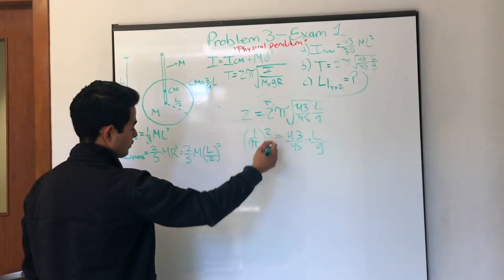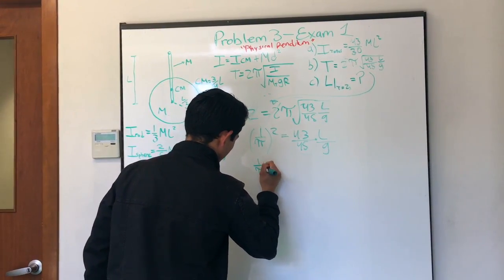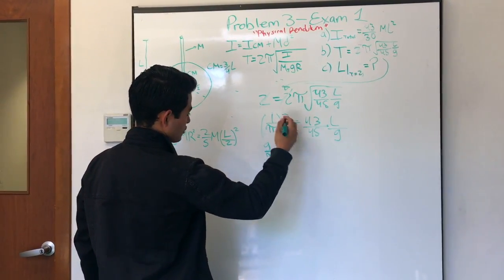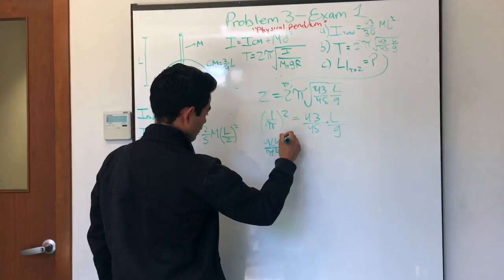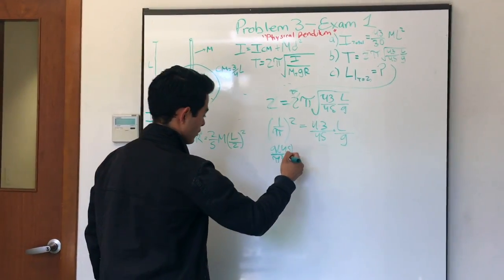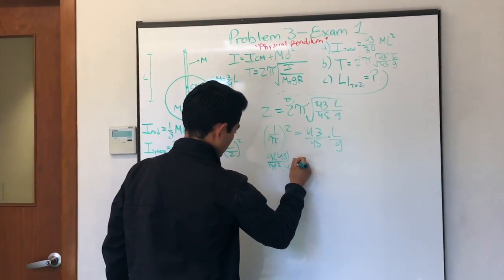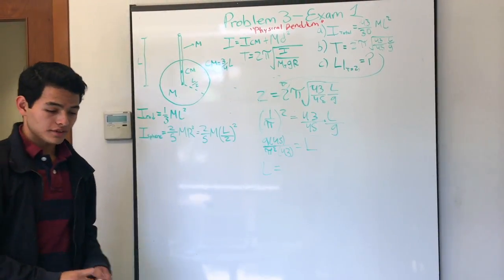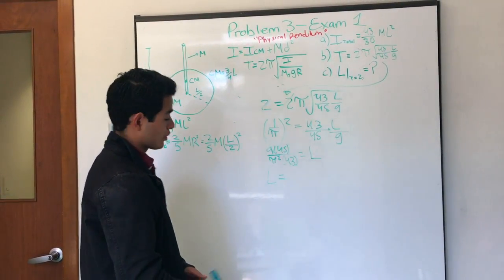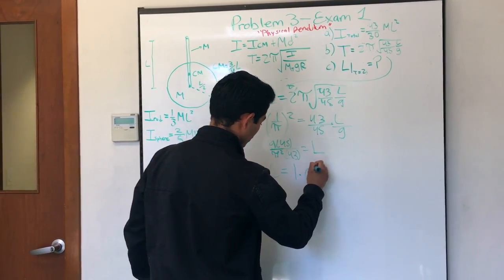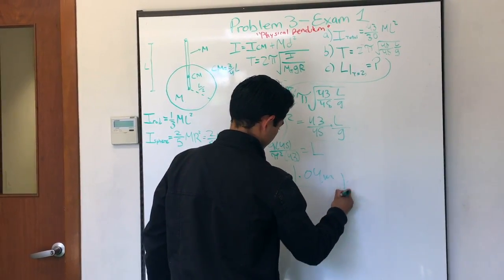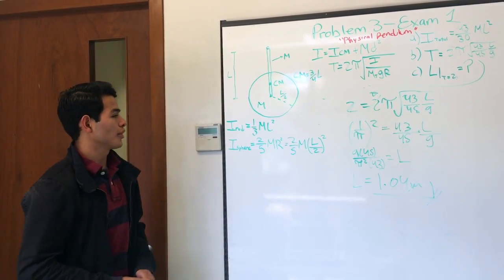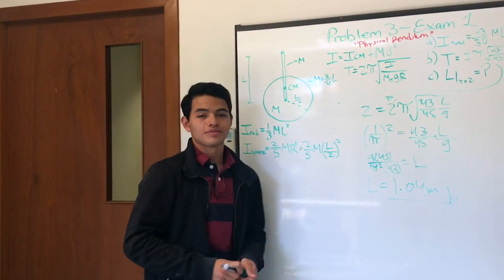The result of this is 1 over pi squared, the gravity goes multiplying the 45/2, and the 43 goes dividing. This is equal to the length, and once we substitute, the length is equal to 1.04 meters. So this is how you solve this problem. I hope you understand it. Thanks for watching.